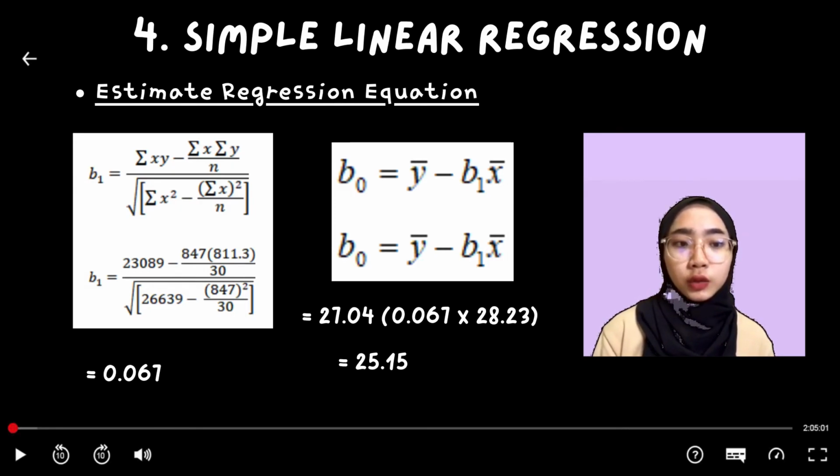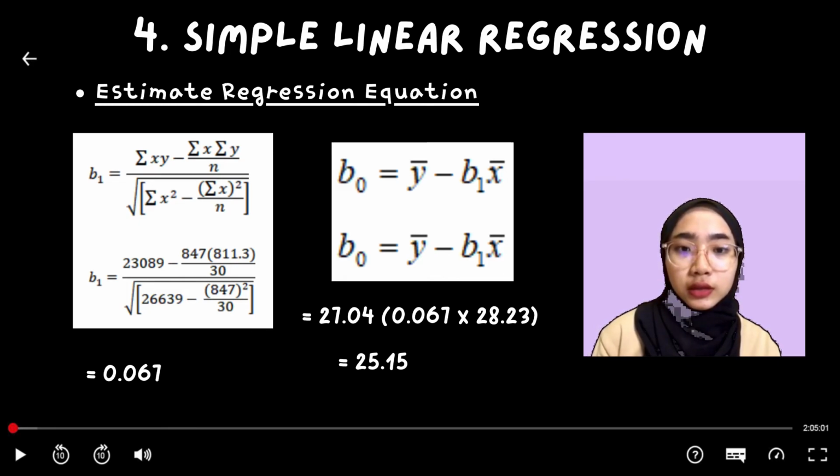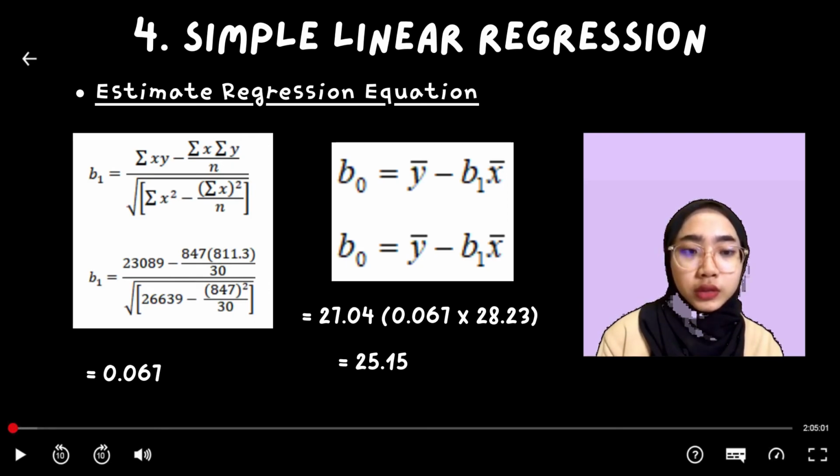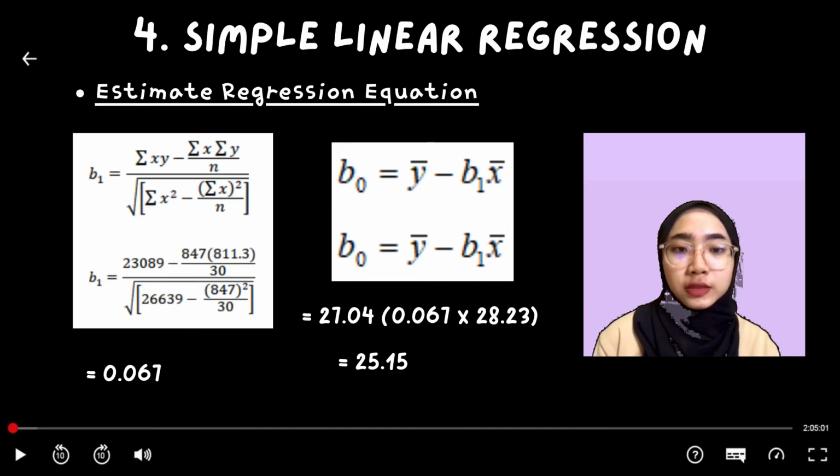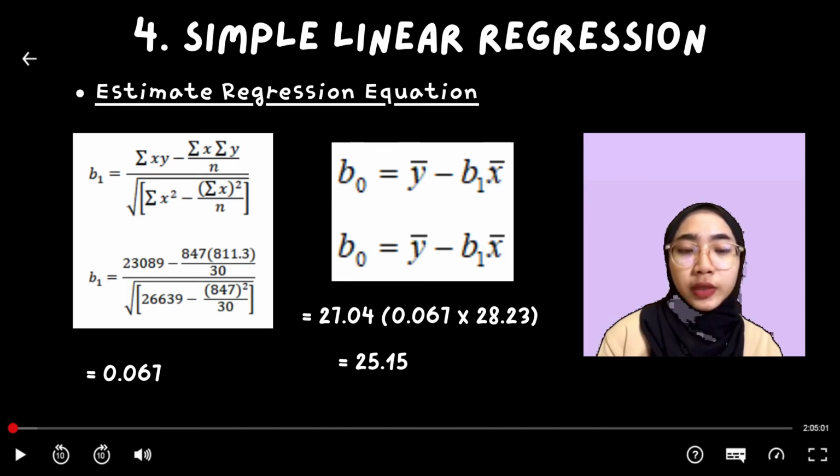So this is how we calculate using the formula. B1 equals 23,089 minus 847 bracket times 811.3 bracket divided by 30, and square root bracket 26,639 minus bracket 847 bracket power of 2 divided by 30, and we will get the answer 0.067.